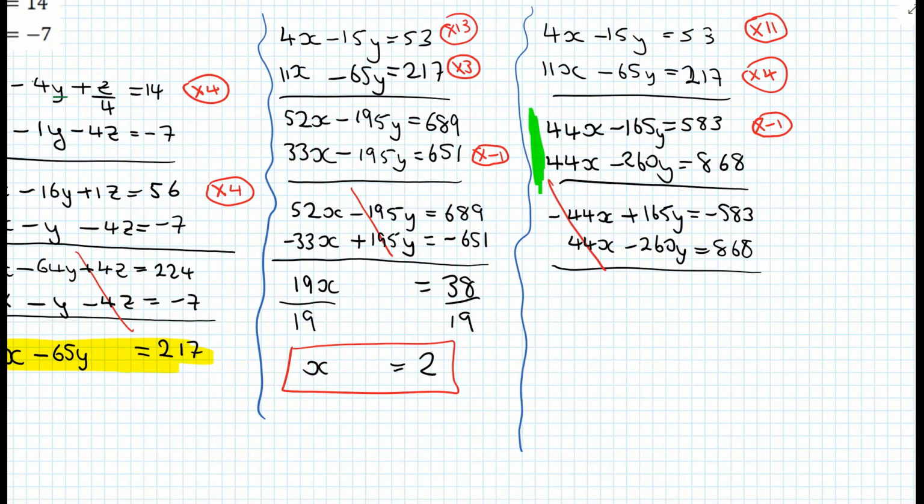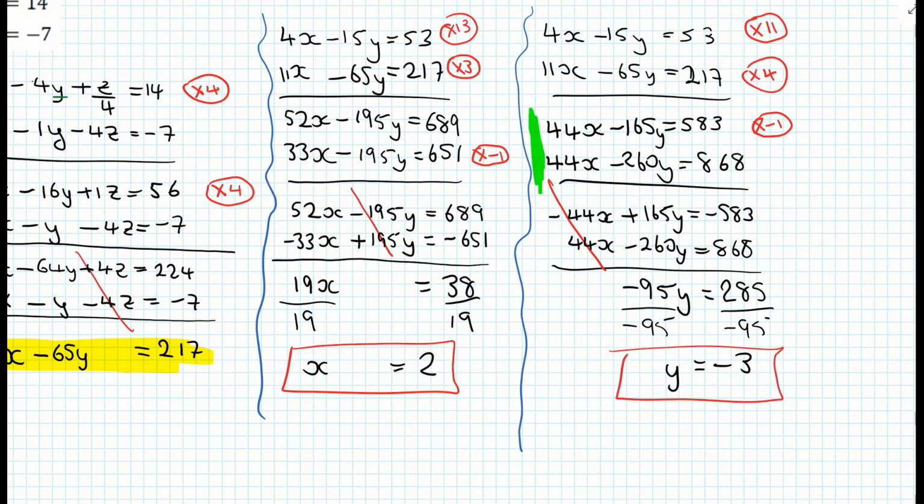minus 260 is giving me negative 95y. And minus 583, plus 868, is giving me positive 285. I divide both sides by minus 95, which is giving me 1y is equal to 285 divided by minus 95, which is giving me negative 3. So there's my second variable. I have y is equal to minus 3.